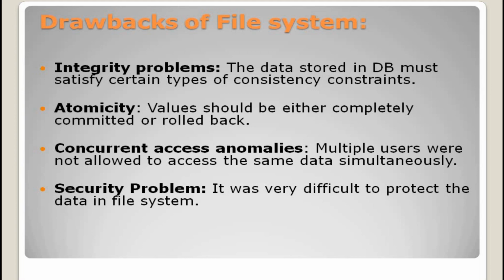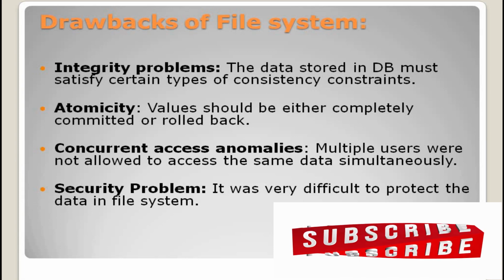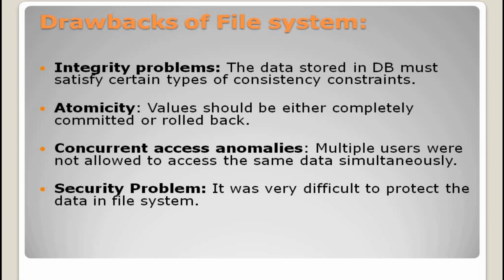So concurrent access anomalies is the multiple access or parallel access of the data from multiple users. Like if we consider the database management system of the railways, there are thousands of people accessing the same data at the same time. So it should be available to all, the same data should be available to all the users. But in the file systems, we were not able to provide such facilities to the users.